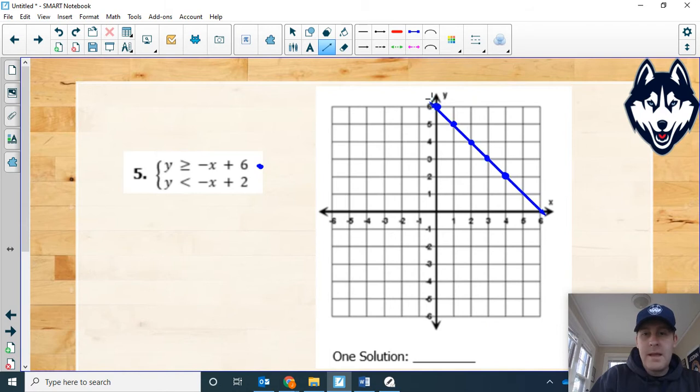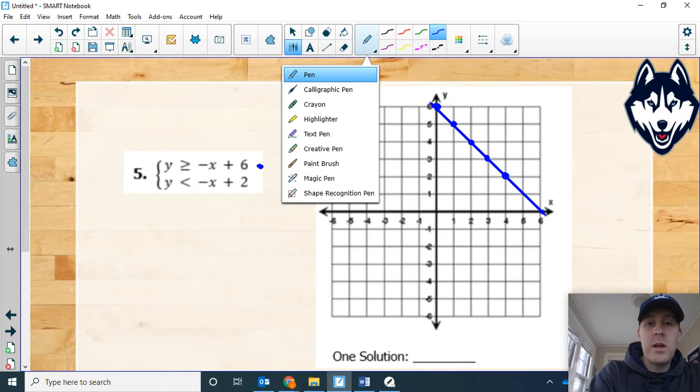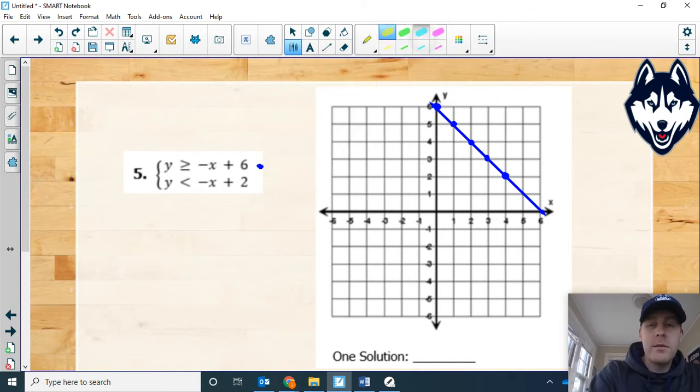All right. Now let's decide, do we shade above or below that line? Well, it's y is greater than or equal to. So since it's greater than, we want to shade above that line. So we're shading up here.